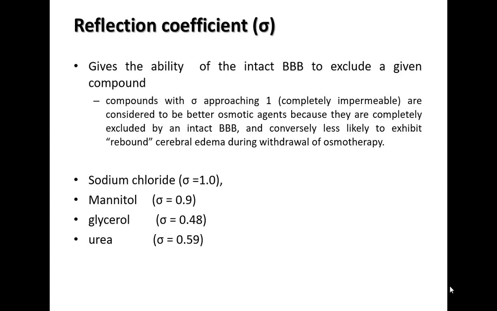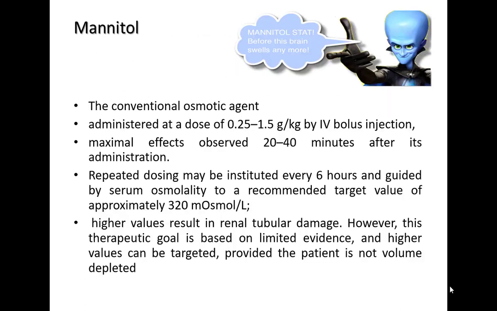So a reflection coefficient of 1 is what is needed. Compounds with a reflection coefficient of 1 are considered to be better osmotic agents because they are completely excluded, and conversely less likely to exhibit rebound cerebral edema. So as we see, sodium chloride has a reflection coefficient of 1, mannitol 0.1. Glycerol is still used in certain centers, urea is not used.